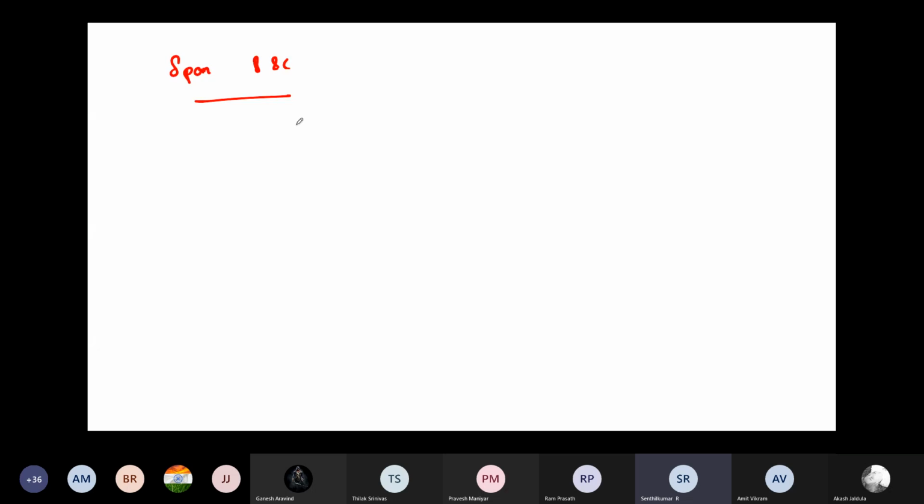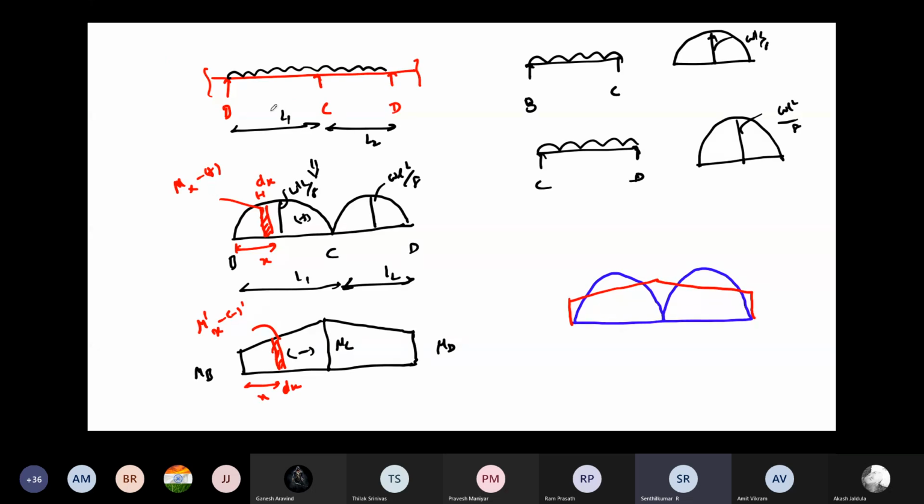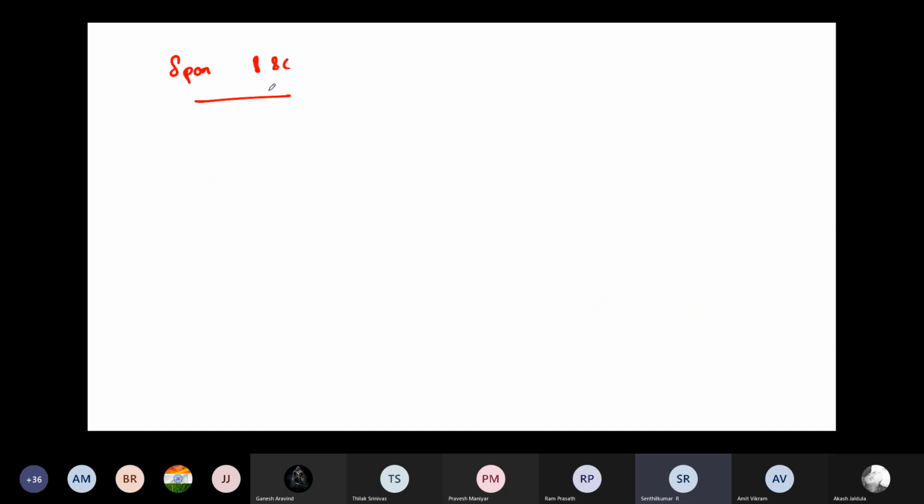B and C. I just want to find out the bending moment at distance x from B. So how will I find out? In span BC, I just want to find out the bending moment at distance x from B. So you know that already, the double integration method.